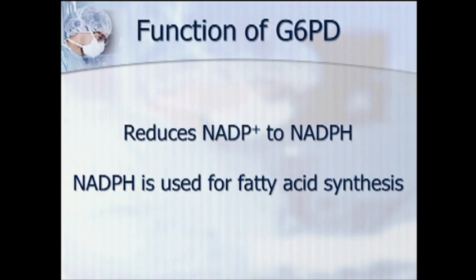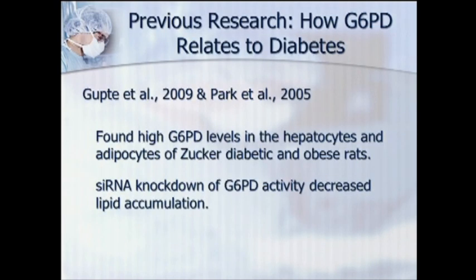So what is G6PD? It functions in the body. It's very important, and basically what it does is it reduces NADP to NADPH. And the body then uses NADPH to fuel fatty acid synthesis. So how does that relate to diabetes? Gupte in 2009, one of the researchers on our project, and Park in 2005 found high G6PD levels in the hepatocytes and adipocytes of Zucker diabetic and obese rats. Park was actually able to use siRNA knockdown on G6PD activity and saw decreased lipid accumulation.